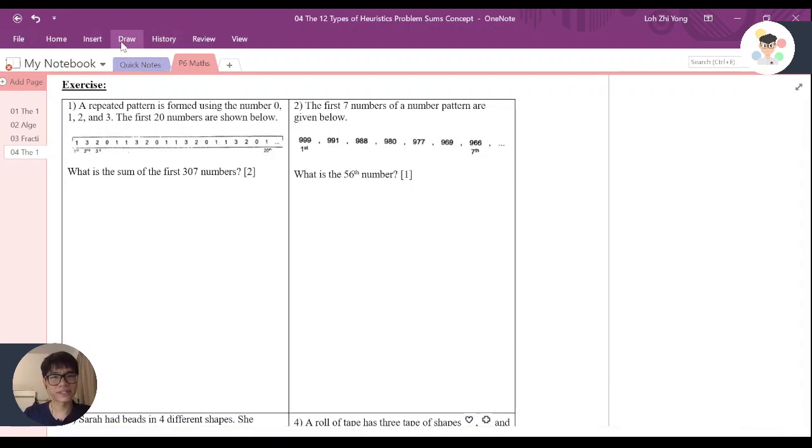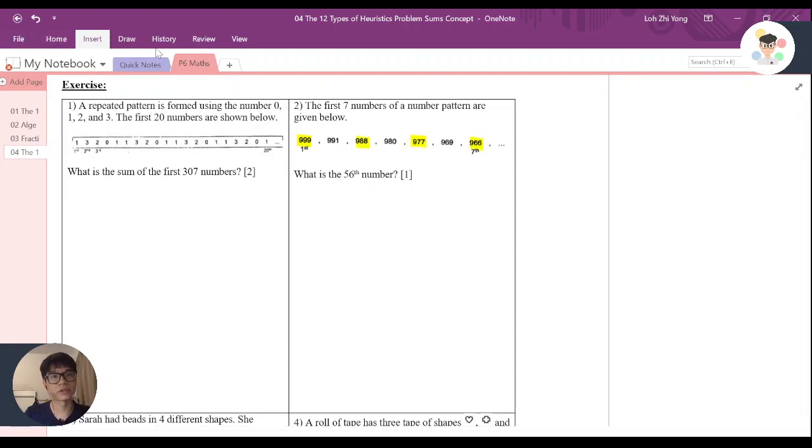Now it says that the first 7 numbers of a number pattern are given below. So you can see that there's 999, 991, 988, 980, 977, 969, 966. If you look at it carefully, it seems like it is not really that nice, okay? But if you take some time to recognize, you will notice that the pattern looks like this: 999, 988, 977, 966.